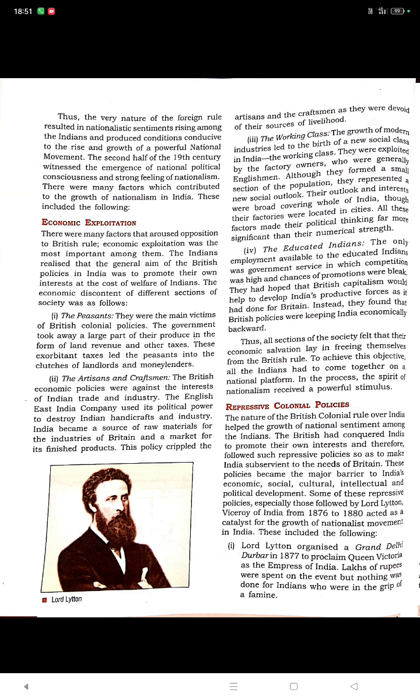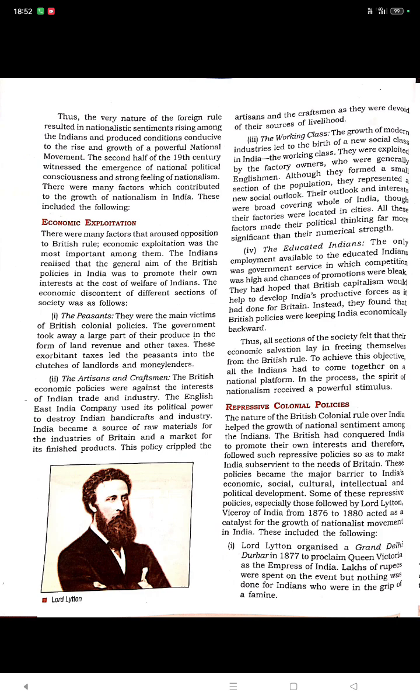Artisans and craftsmen. Let's see the exploitation of artisans and craftsmen. The British economic policies were against the interest of Indian trade and industry. The British policies means the British orders, their rules, are against our Indian trades and industries. Next, the English East India Company used its political power to destroy Indian handicrafts and industry. They use their political power to destroy our handicrafts and industries.